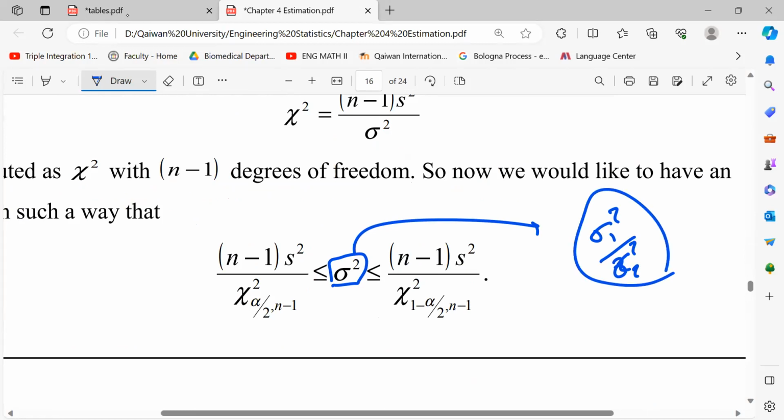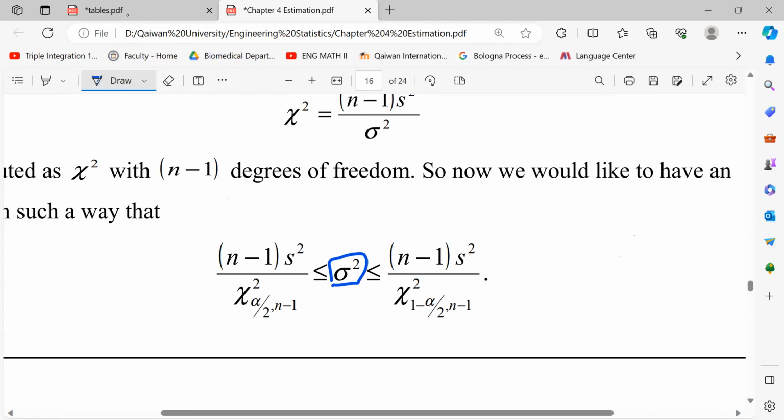Okay, it's the ratio. For the difference, we have no difference for variances. For proportions, for one proportion, we had only pi in the middle. For the difference of two proportions, we have pi 1 minus pi 2 in the middle. But for one mean, we had only one mu in the middle. But for the difference of two means, we had mu1 minus mu2 in the middle. Okay?